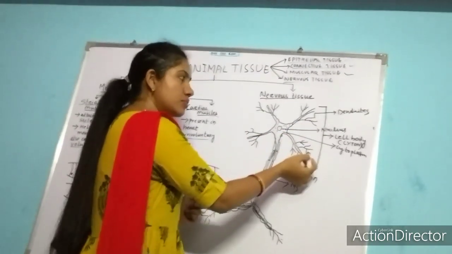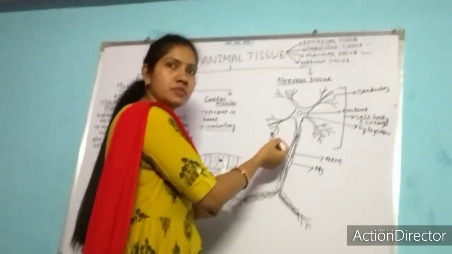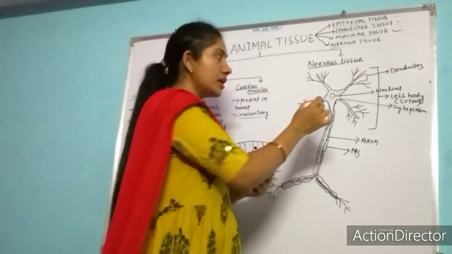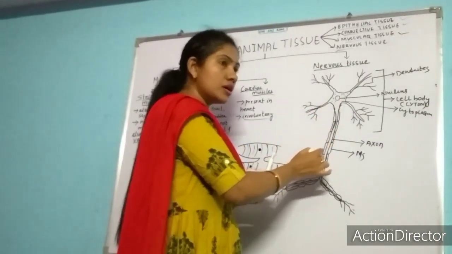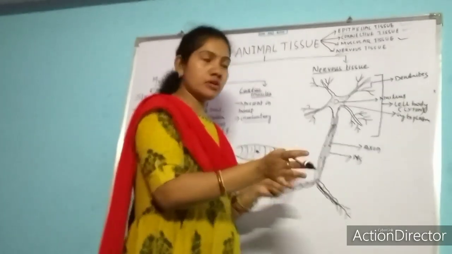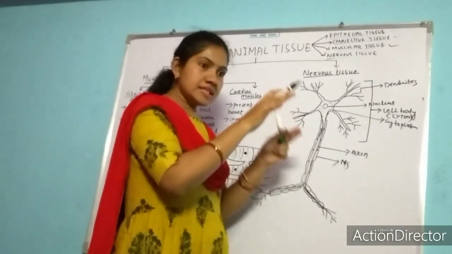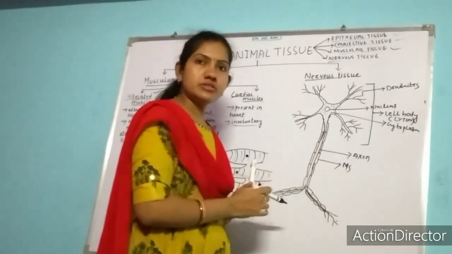So this is the cell body. The extension of the cell body in the form of branching is called what? Dendrons or dendrites. The extension of the dendron in a long pattern we call the axon. The covering or sheath present over the axon is called the myelin sheath.